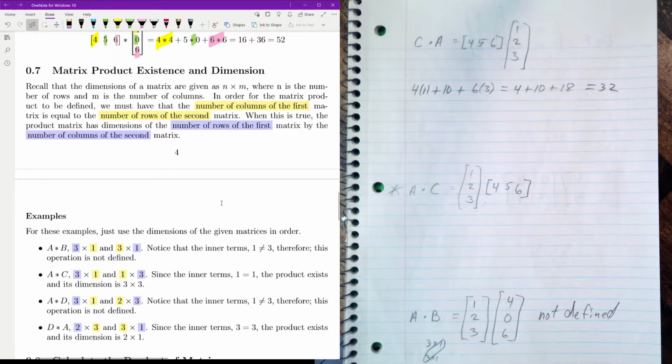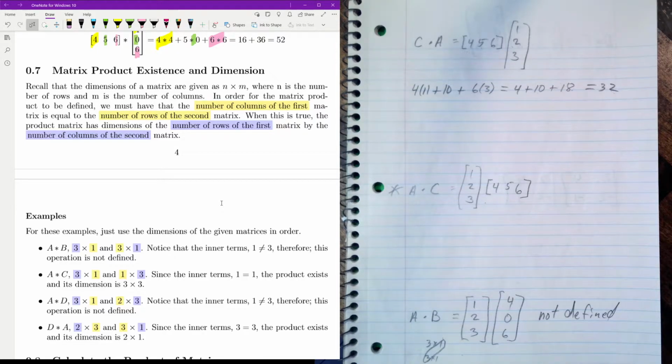First, recall that the dimensions of a matrix are given as n by m, where n is the number of rows and m is the number of columns. In order for a matrix product to be defined, the number of columns of the first matrix must equal the number of rows in the second matrix. I've got this color coded, and you'll see why in just a moment. When this is true, the product matrix has the dimensions of the number of rows of the first matrix by the number of columns of the second matrix.